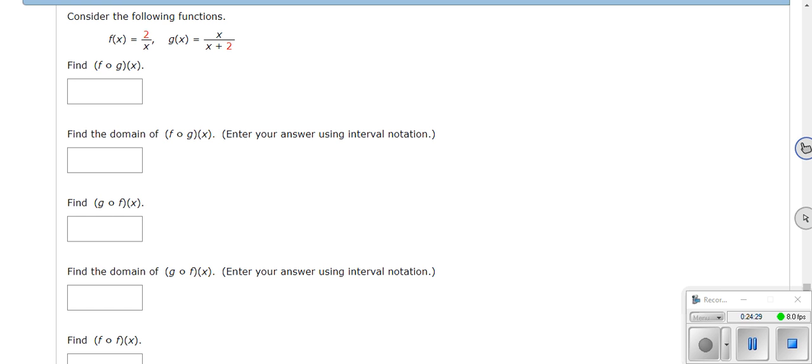This one, you're going to have to be careful when you're finding domains, because there are actually 2 values that need to be excluded. You have to worry about the value that's excluded from the f function and the value that needs to be excluded from the g function. So what value here needs to be excluded from f? 0. What value needs to be excluded from g? Negative 2. So 0 and negative 2 are each going to have to be avoided in your domains, okay?